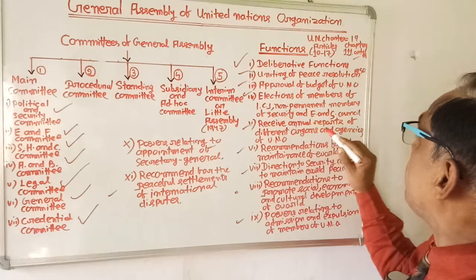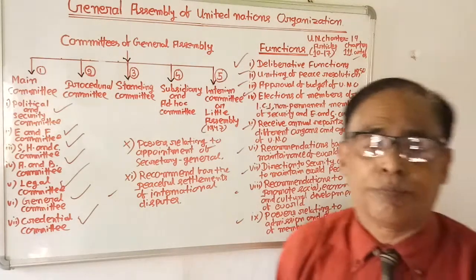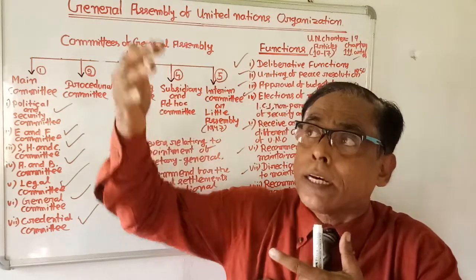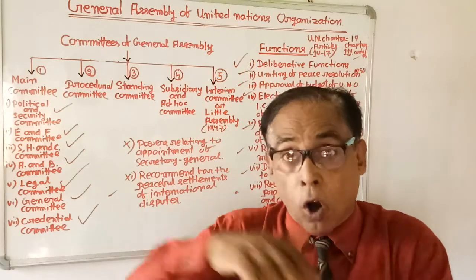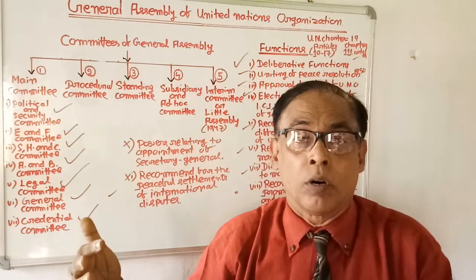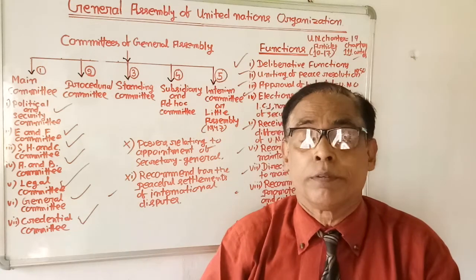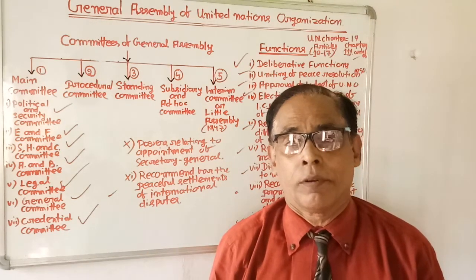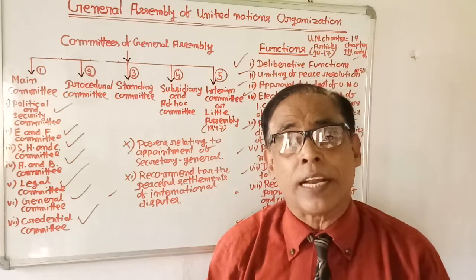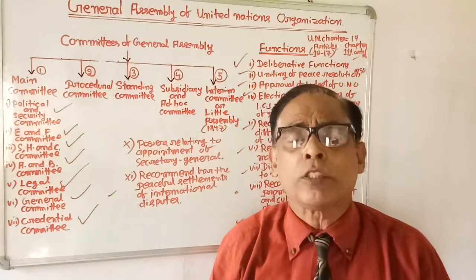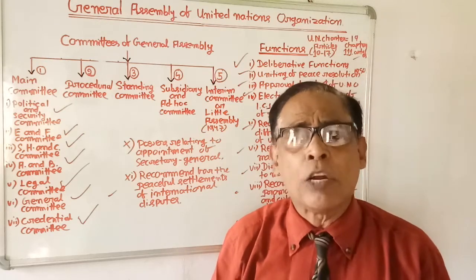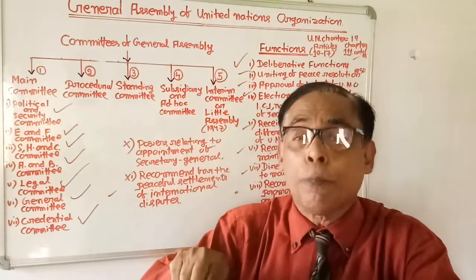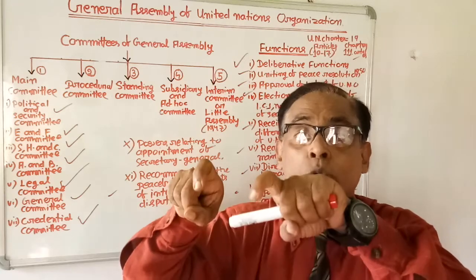Receive annual reports of different organs and agencies of the UN. The United Nations Organization works through organs and agencies. These organs and agencies will give an annual report to the General Assembly. The United Nations Organization has many organs and agencies like WHO, World Health Organization, IMF, International Monetary Fund, ILO, International Labour Organization. These agencies and organs of UNO will give their annual report to the General Assembly, and the General Assembly will look after those annual reports.